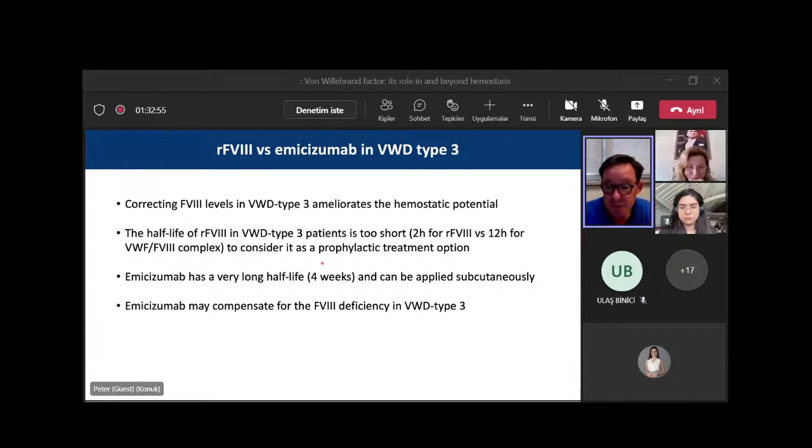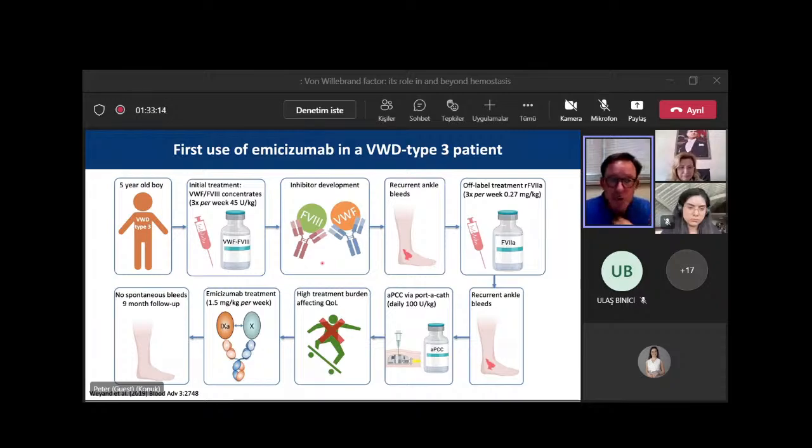And so, even if we have a deficiency of VWF, can we then at least not try to reduce the burden of bleeding by correcting the factor VIII deficiency by using emicizumab? Well, there are now a few case reports where they have tried to do that. And this is the first example that was published by Dr.